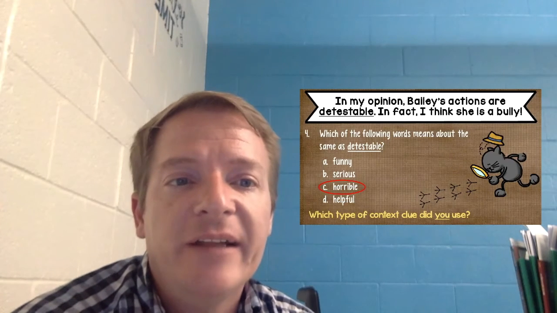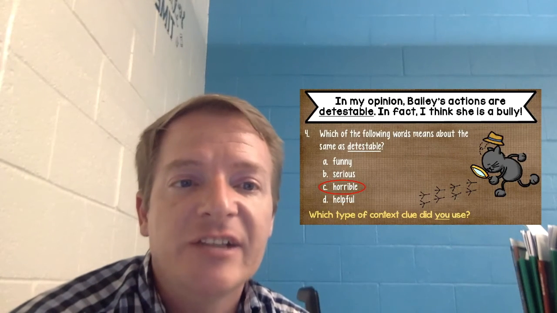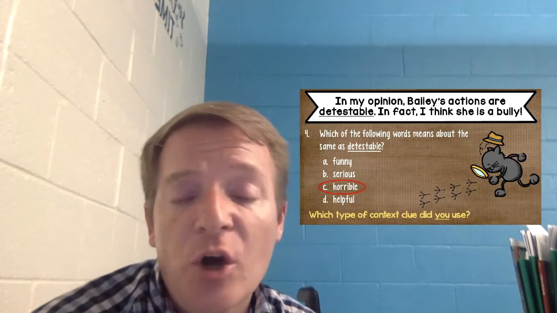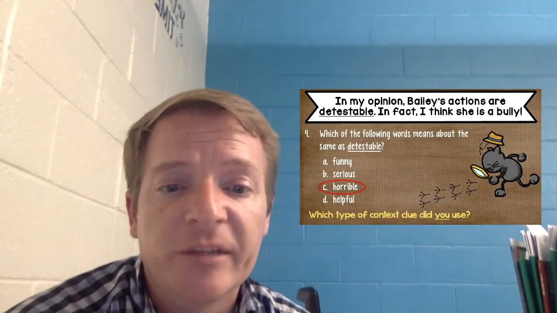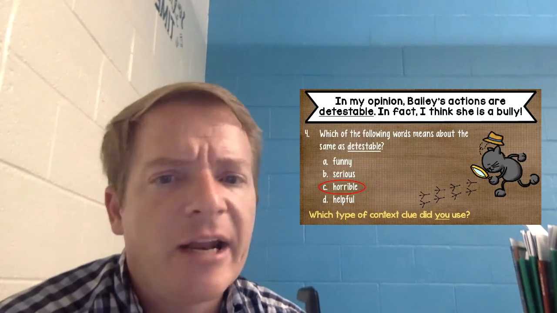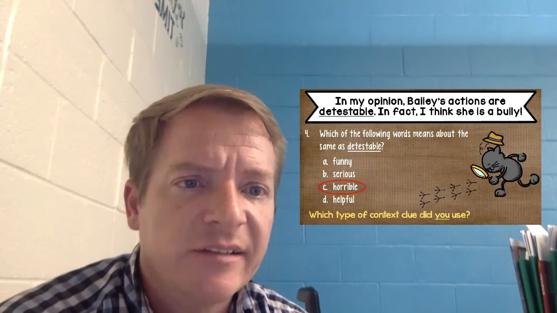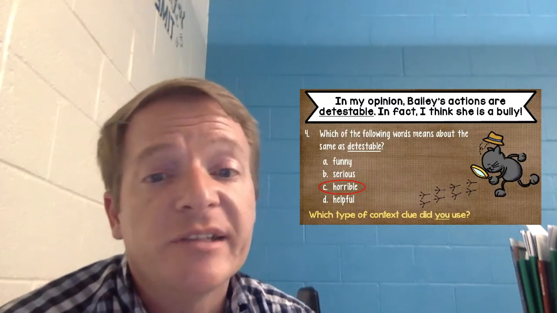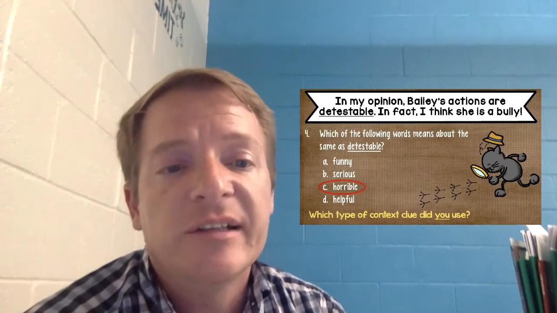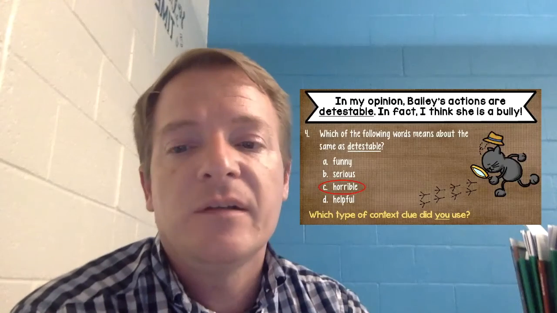So, in my opinion, Bailey's actions are detestable. In fact, I think she's a bully. If you look at it, I know what a bully is. I don't know what she did. I know what she did was supposedly detestable, but I don't really know what it was. I know a bully is someone that kind of picks on somebody. That's not very nice. So I'm thinking this one probably used the inference, because you took what you know about bullies and you applied it to Bailey. So this is an inference context clue.